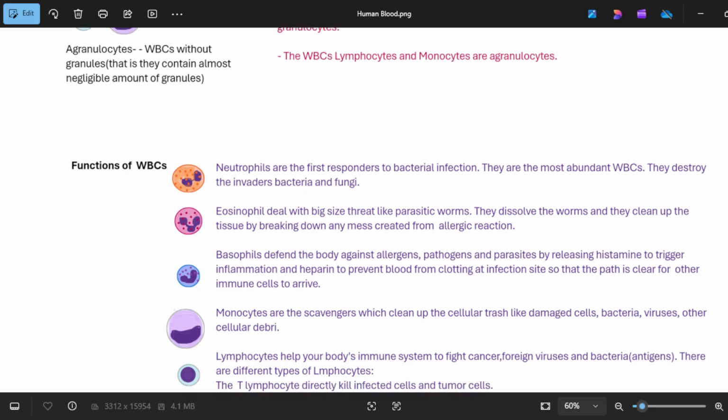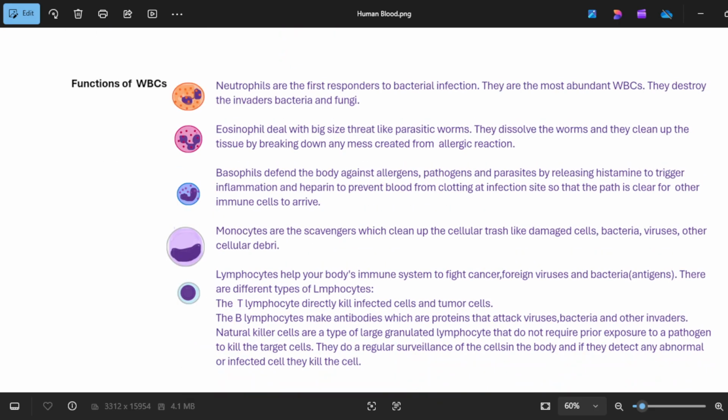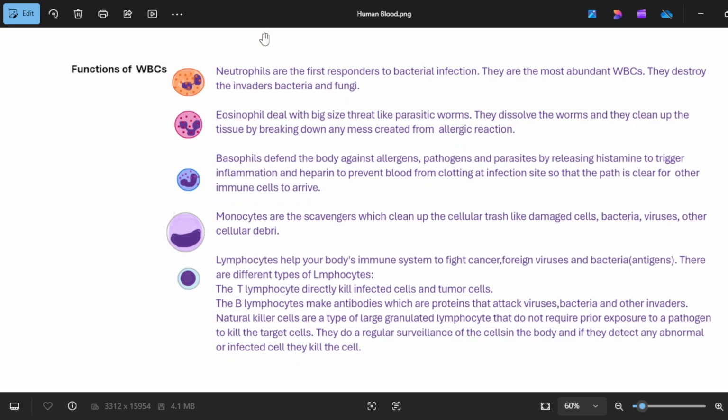Now we will see the functions of each of the white blood cells which we have discussed. So the first one is the neutrophils.